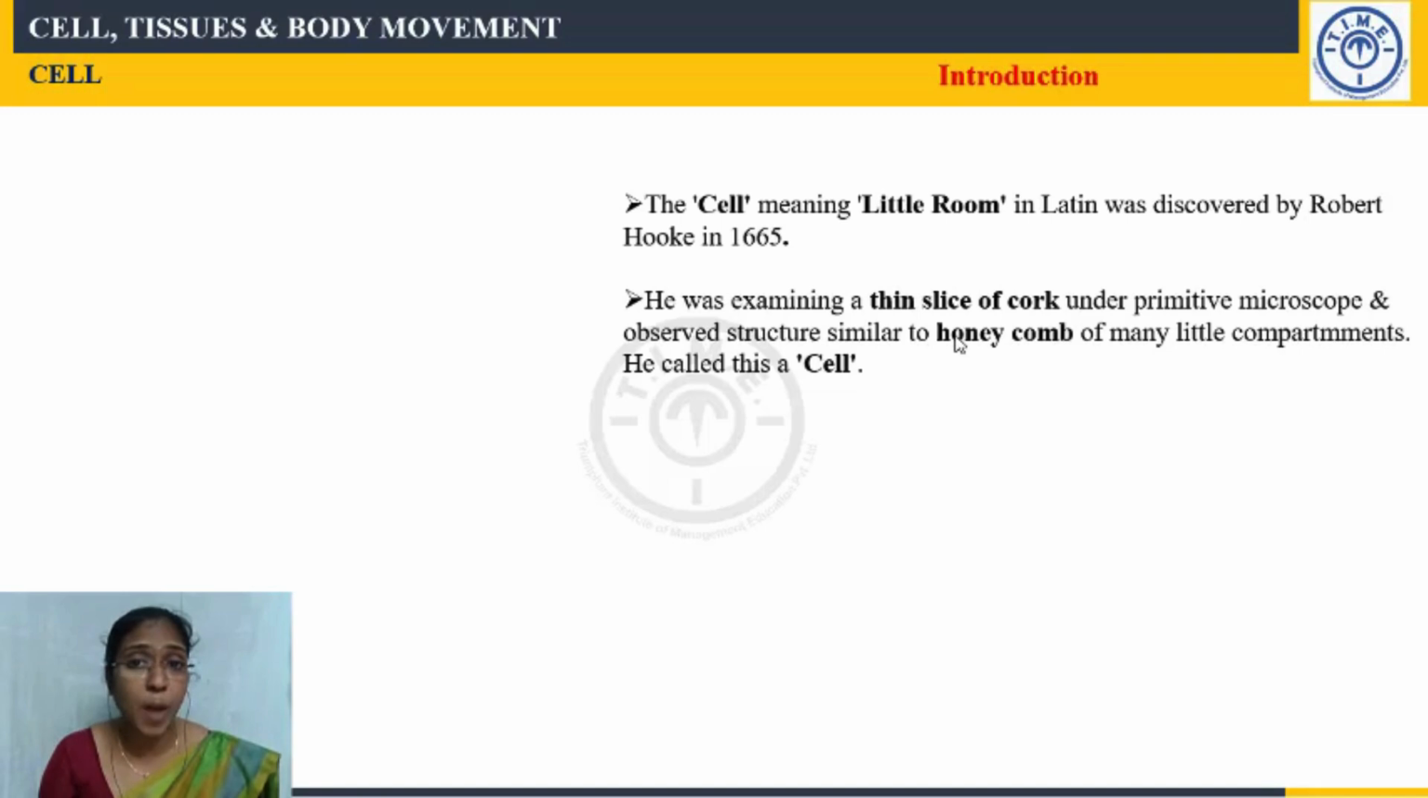Have you seen a honeycomb? Yes, how does it look? It looks like little compartments. So he called the little compartments a cell. Why did he give the name cell? Because cell means little room in Latin, isn't it? So a cellula is the little room in monasteries. There will be a little room which was inhabited by monks. So he gave the name cell. Okay, this is the history of a cell.